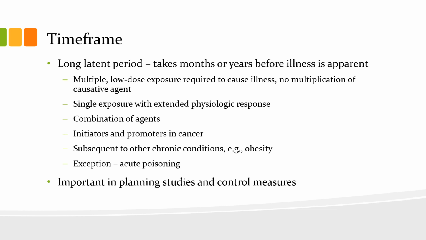Or there's a single exposure with extended physiologic response, such as exposure to a radioactive agent which may cause a disease, or a combination of both. There could be initiators or promoters in cancer. For example, alcoholism and fatty liver are related causally to liver cancer. It could also be a result of other chronic diseases, such as obesity leading to various conditions such as diabetes and hypertension. Or there are exemptions such as acute poisoning, which would lead to disease by a single event. So it is important in planning studies and having control measures in place.